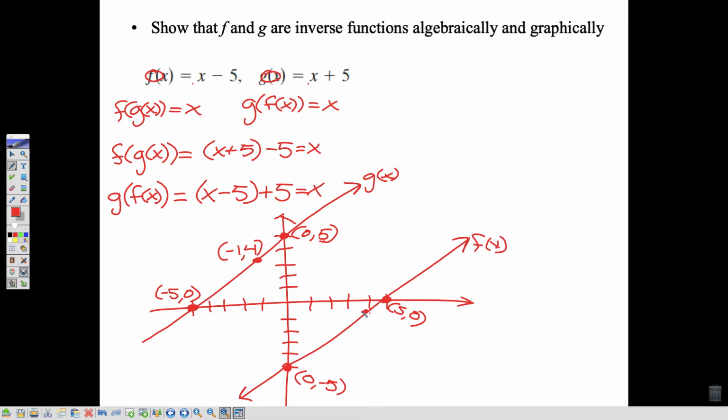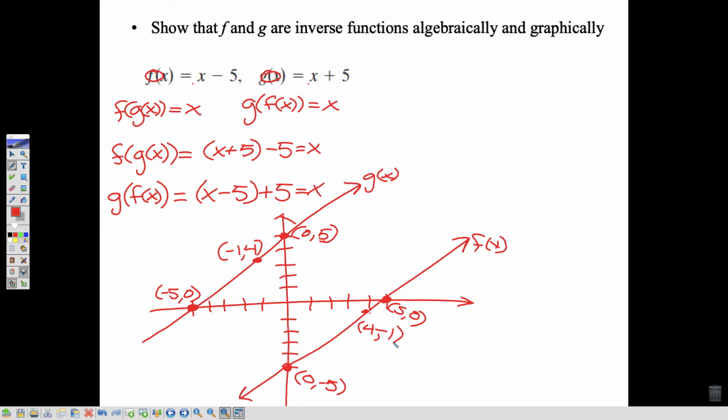So if I plug in 4 to f, what do I get? Negative 1. Every point I choose, is that going to work? Every time, if it's an inverse.